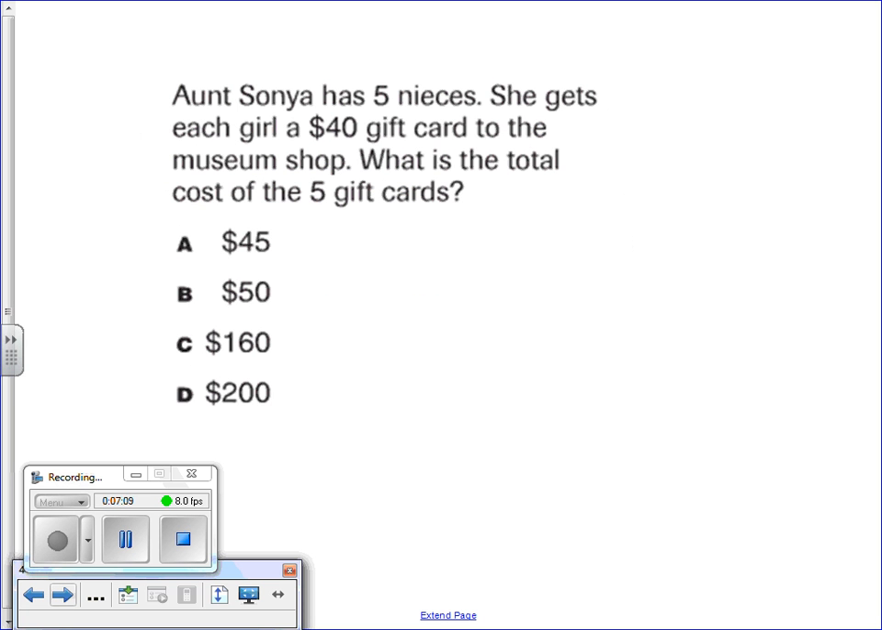Aunt Sonia has 5 nieces. She gets each girl a $40 gift card to the museum shop. What is the total cost of the 5 gift cards?